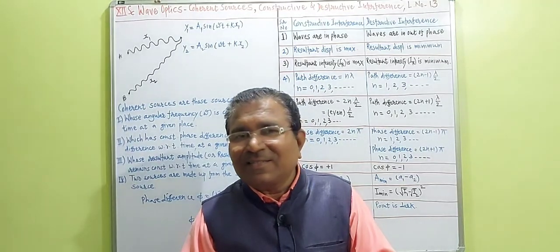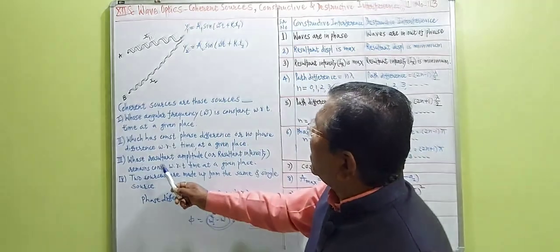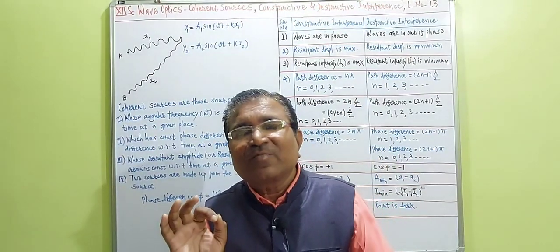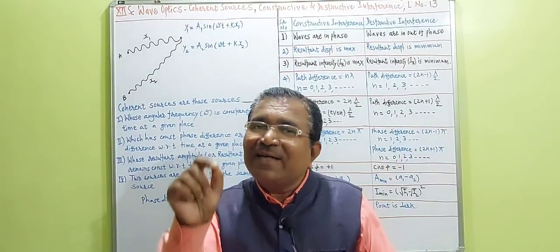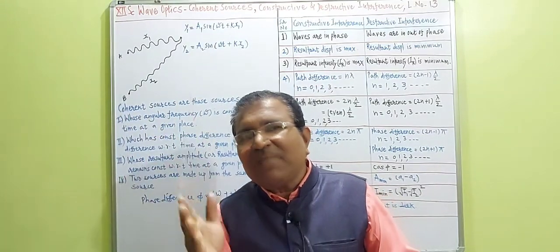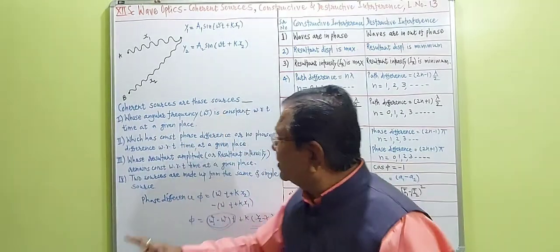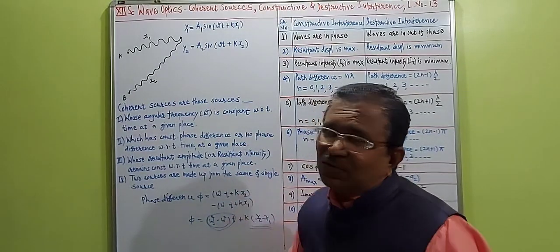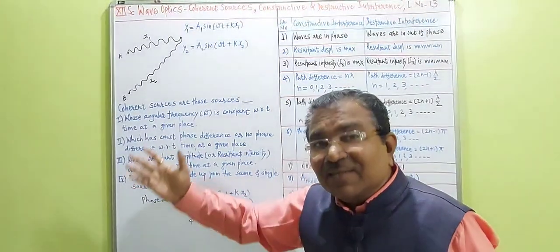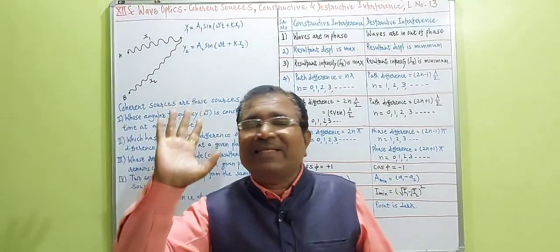The third condition is that resultant amplitude or resultant intensity remains constant with respect to time at a given place. And this is possible if and only if the two sources are made up of the same and single source. If all these 4 points are satisfied, then those sources are said to be coherent sources, dear student.